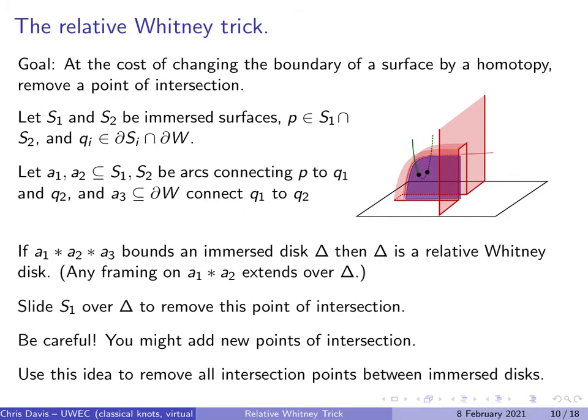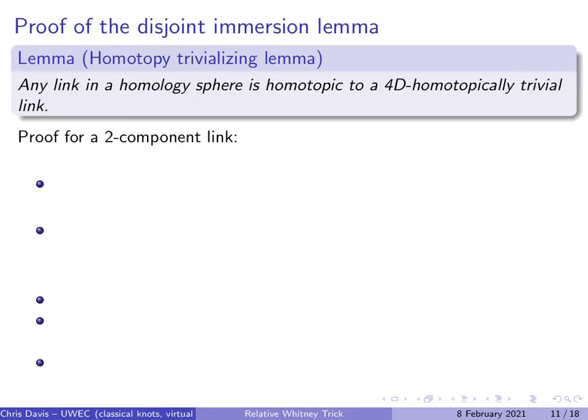So go back to thinking about the lemma. I want to use this trick to start with a collection of immersed disks and homotope them while changing their boundaries to get disjoint immersed disks. I want to get rid of all intersection points. So let's go ahead and do that. Let's take an arbitrary link in a homology sphere and change it by a homotopy, not a link homotopy, any homotopy, to a 4D homotopically trivial link.